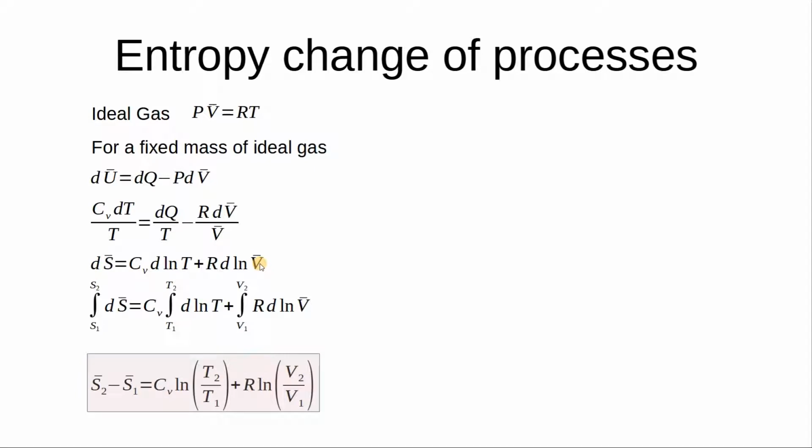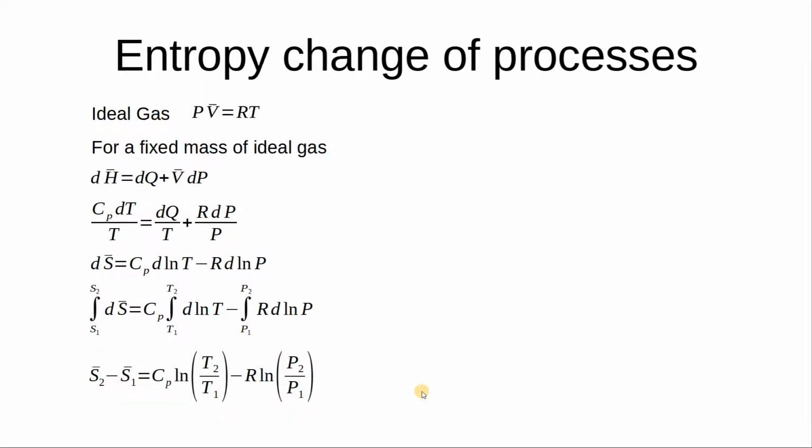Afterwards, we can rearrange the equation in this form, integrating it from the entropy limits S1 to S2, from temperature T1 to T2, and from volume V1 to V2. We get the equation S2 minus S1 is equal to Cv ln T2 by T1 plus R ln V2 by V1. So the entropy change when the temperatures and the volumes are known can be calculated using this equation.